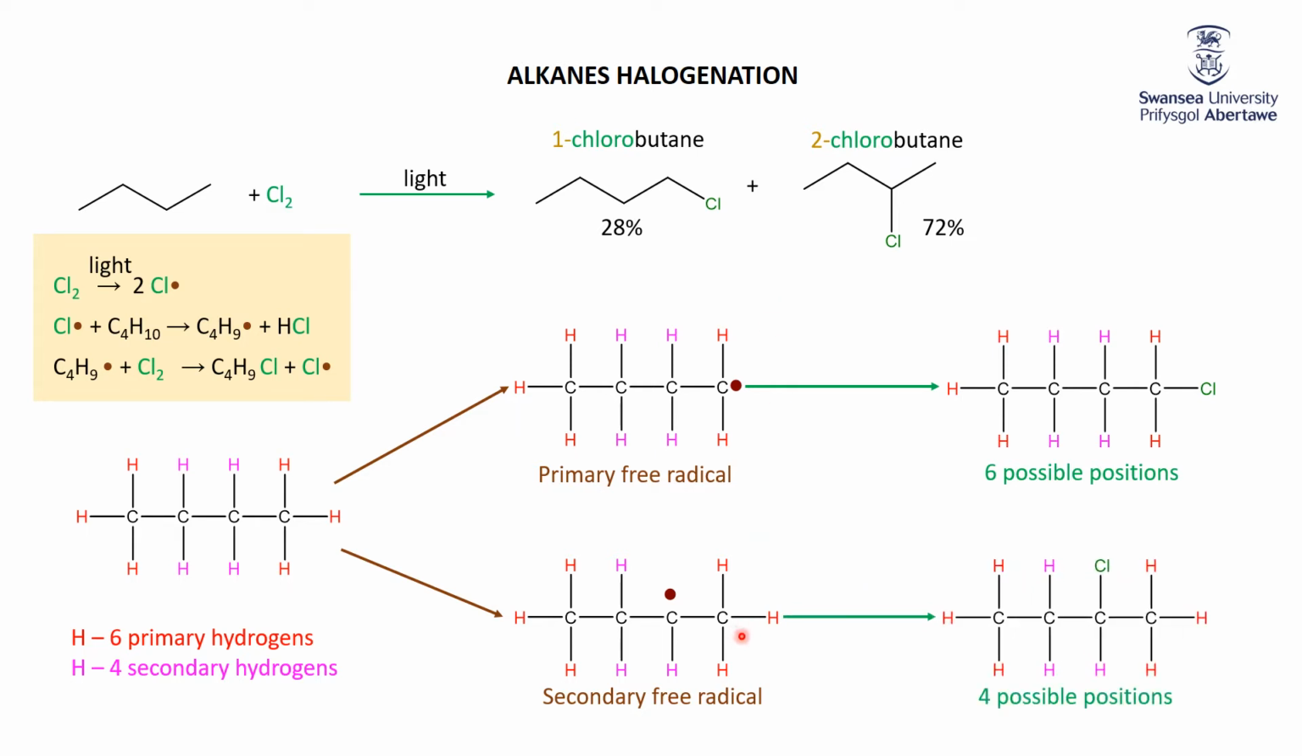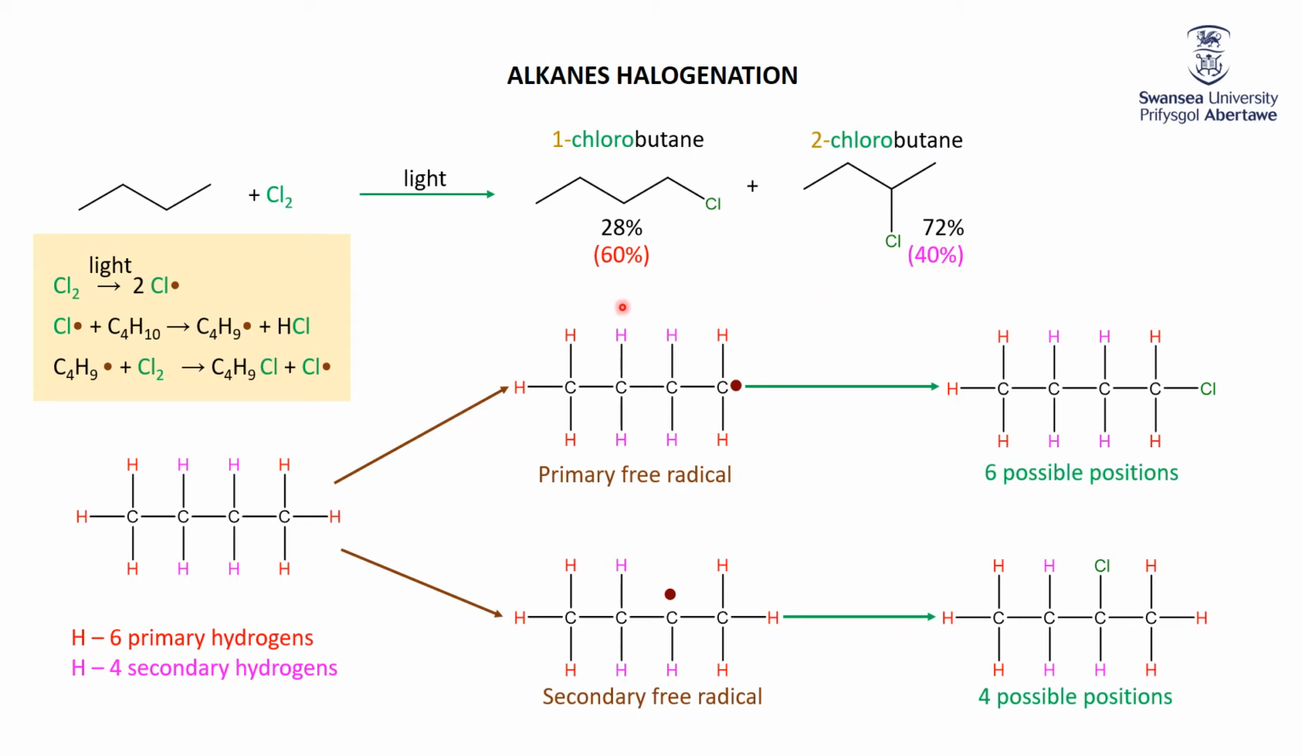There are only 4 ways in which we could have made a 2-chlorobutane. That is, one of the secondary hydrogens first gets removed to make the secondary free radical, and then the chlorine comes in to fill that spot. So what we should have expected, if all else were equal, is 60% of the 1-chlorobutane and 40% of the 2-chlorobutane: 6 possible ways to get to the 1-chloro, 4 possible ways to get to the 2-chloro.